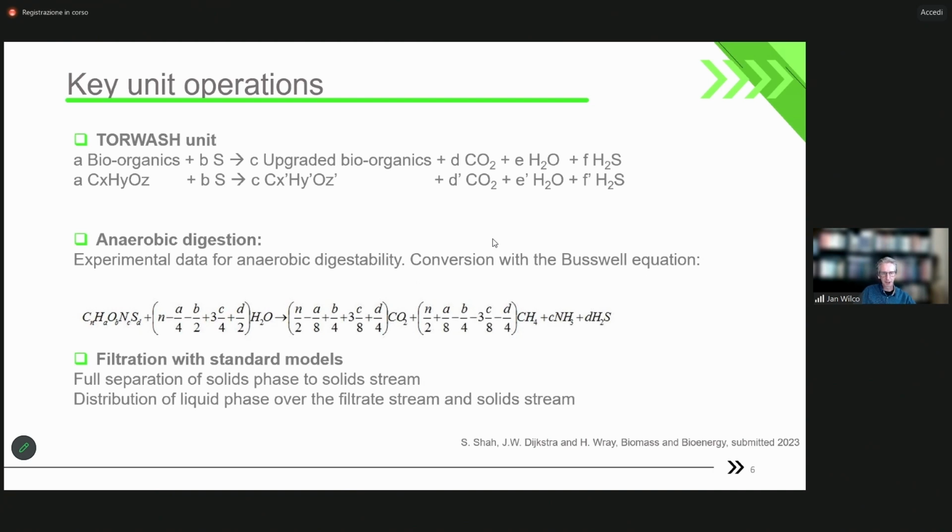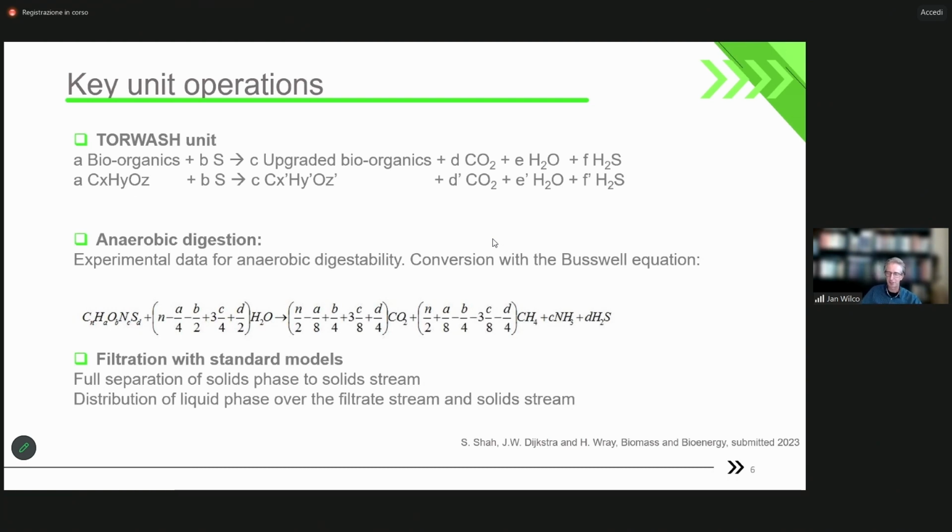And the filtration, we use standard models, and the main assumption there is that the solids are fully separated. So there's no solids anymore in the liquid stream, and then the filtrate contains both a liquid part and a solid part, and these both have their own composition. And this makes it so that we can predict how things change if the liquid content of the solids filtrate or the solids residue changes.